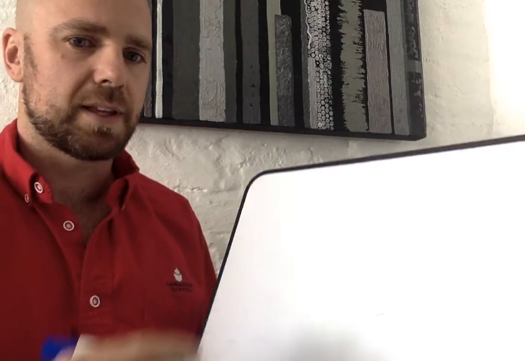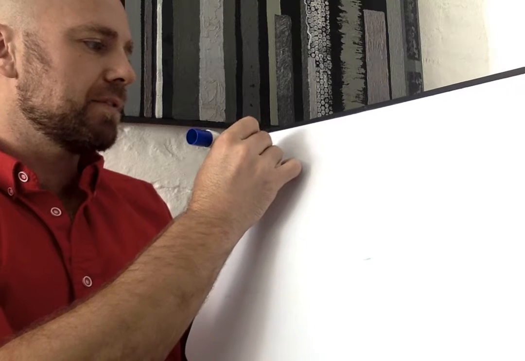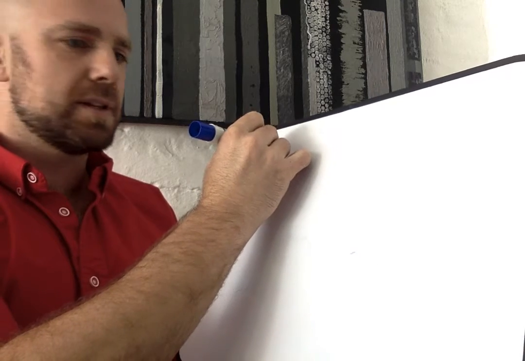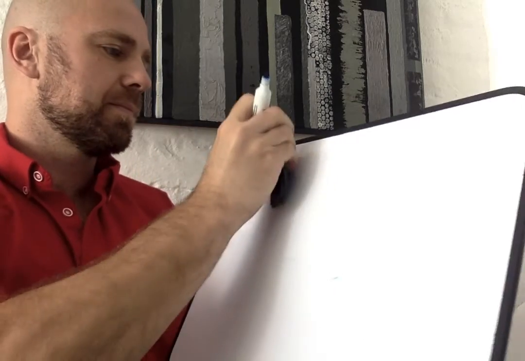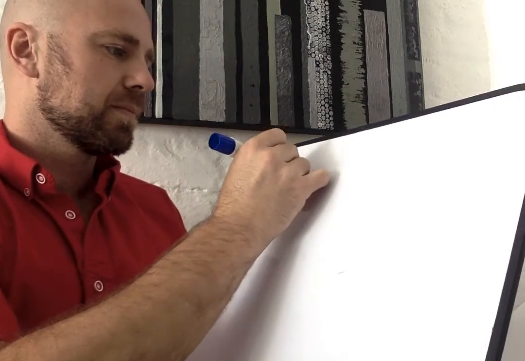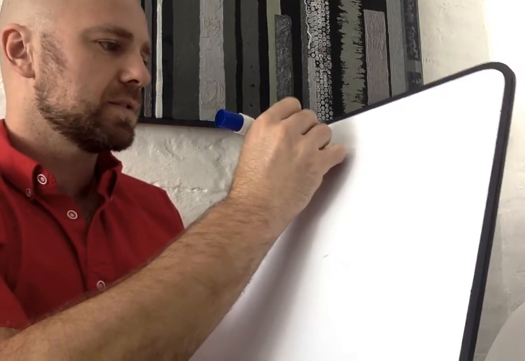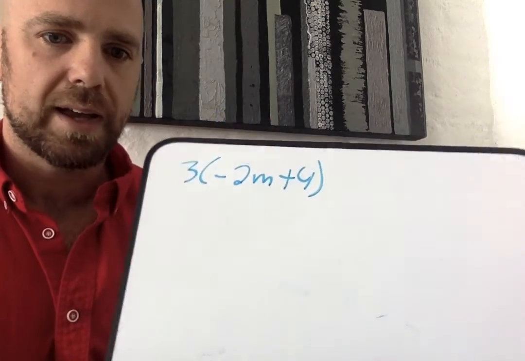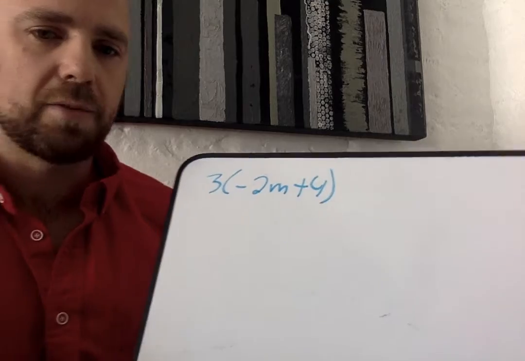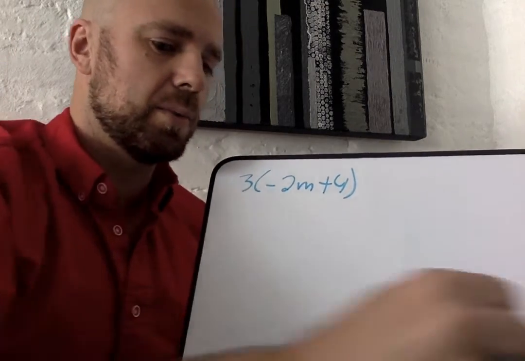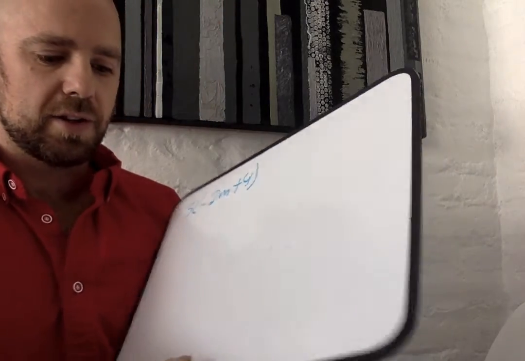So let's look at something like this. So if we have 3 times negative 2m plus 4. Okay, m can be replaced with x or whatever we want. So let's see what it might look like.